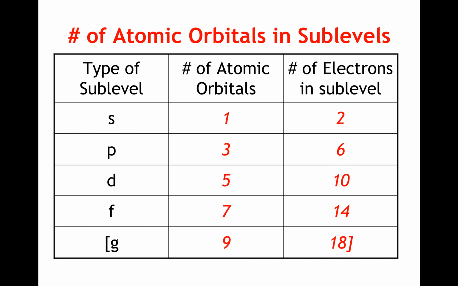The P sublevel has 3 orbitals within it, and each of those can hold 2 electrons. That gives you 6 electrons in the full sublevel. D has 5 atomic orbitals. Each of them can hold 2 electrons, giving you 10 electrons in the entire suborbital. F has 7. Each of them hold 2, which gives you 14 total electrons within that sublevel. You can see that they go up 1, 3, 5, 7. And if we had a G level, that would have 9 suborbitals, and we would have 18 in that one. But we will never deal with a G electron configuration.